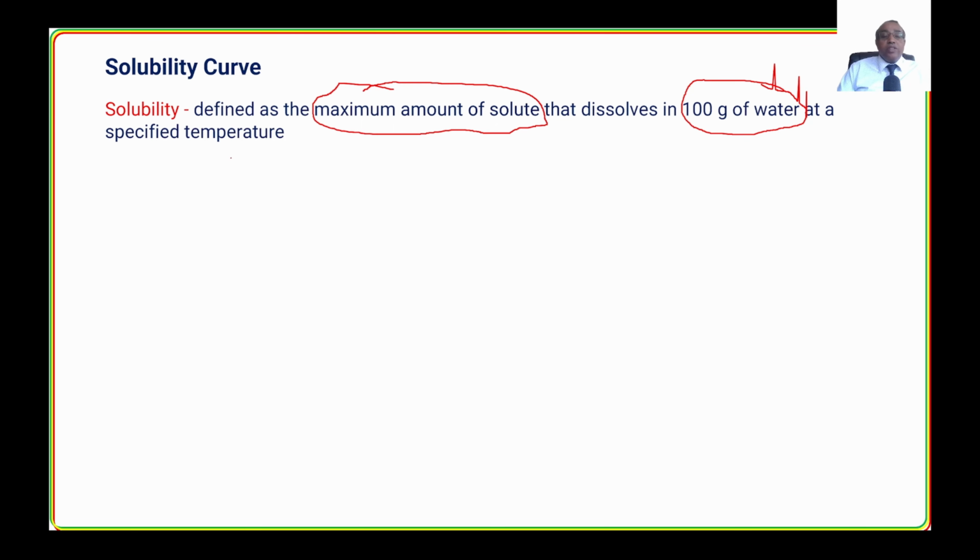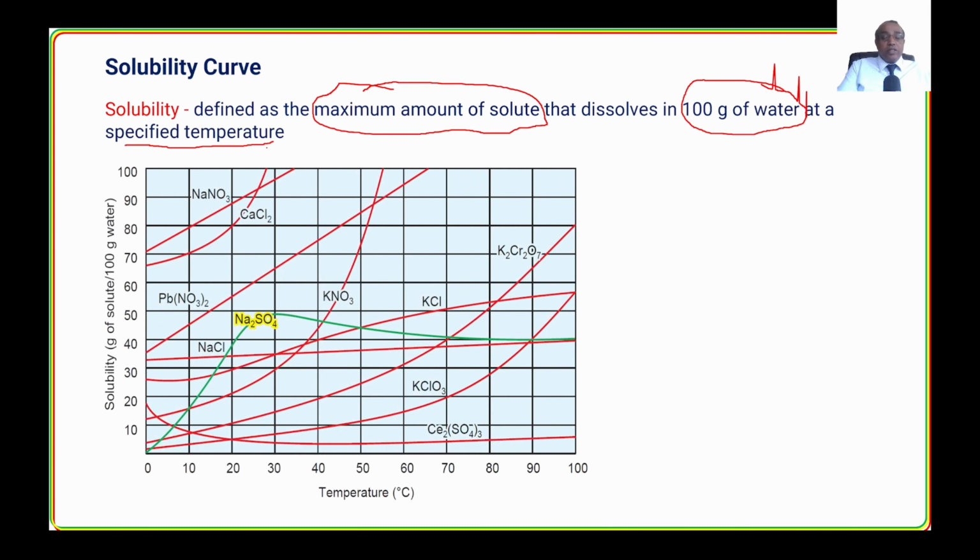And the other point is, since solubility is affected by temperature, the temperature should be specified. So that's why it should be at a specific temperature. This is the definition of solubility. So now let's see solubility curves.